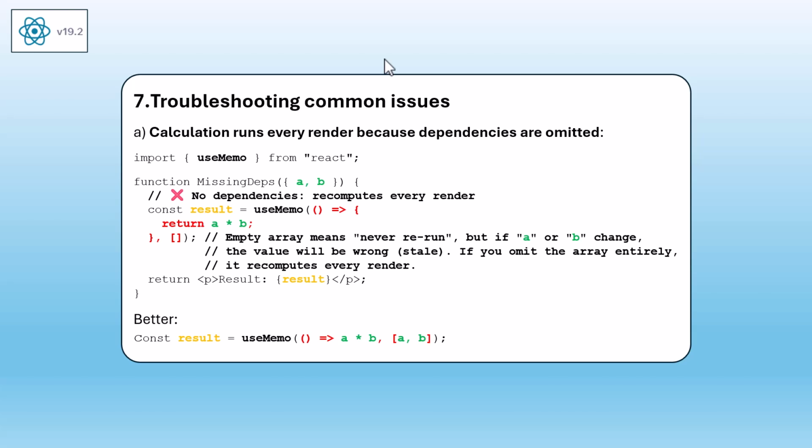7. Troubleshooting common issues. Let's review a few common problems and how to address them. My calculation seems to run every render even though dependencies looked unchanged. Check whether you correctly passed the dependency list. If that list is missing or incomplete, the system cannot know the dependencies are stable and will recompute each time.